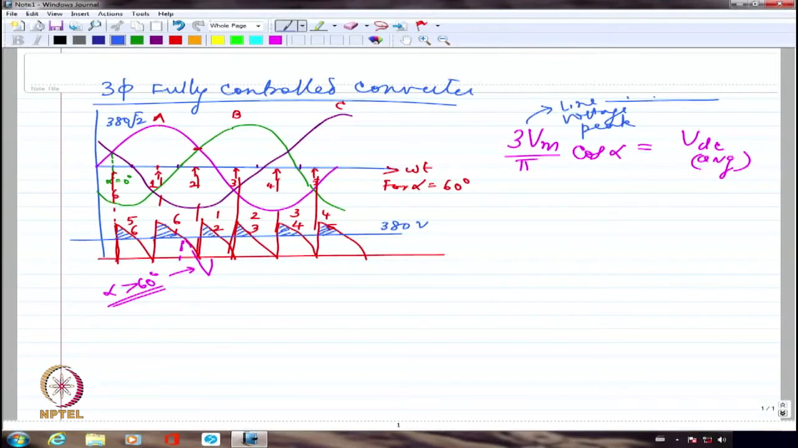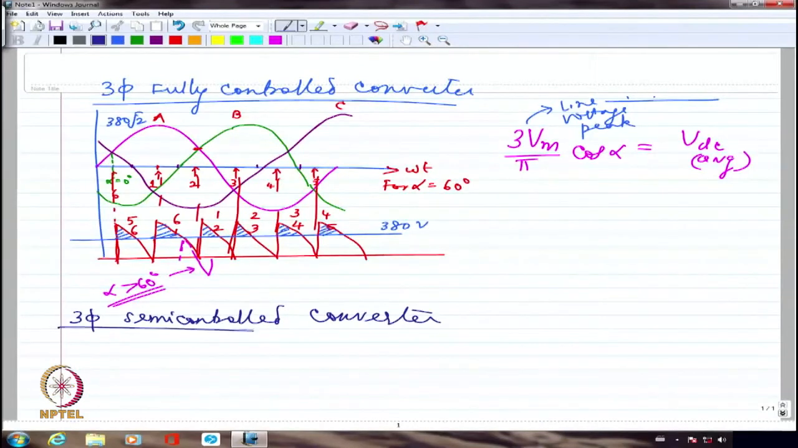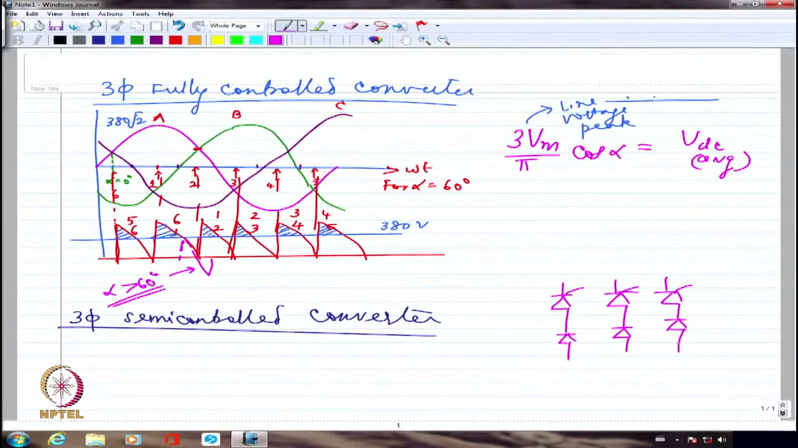So now I am going to venture into three-phase semi-controlled converter. So three-phase semi-controlled converter basically will have 3 SCRs and 3 diodes. So I am going to have 1, 2, 3. I am assuming that the positive devices are SCRs and I am going to assume that the negative devices are diodes. Okay?